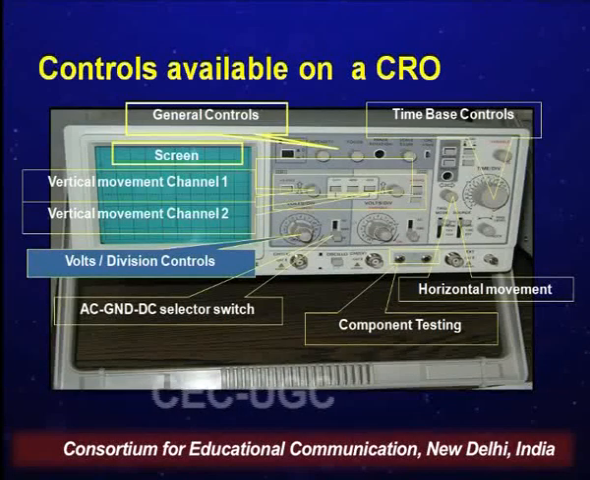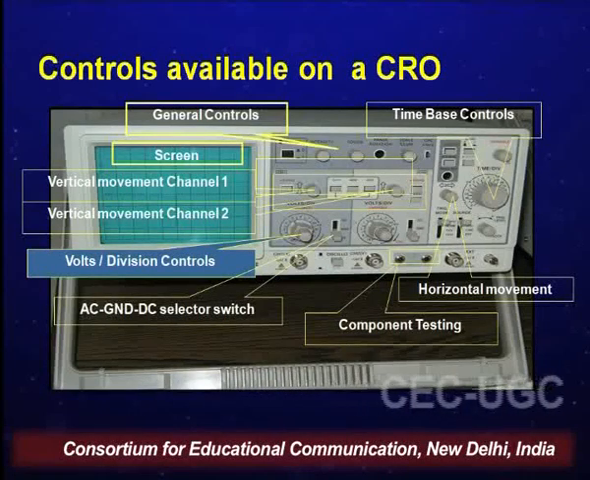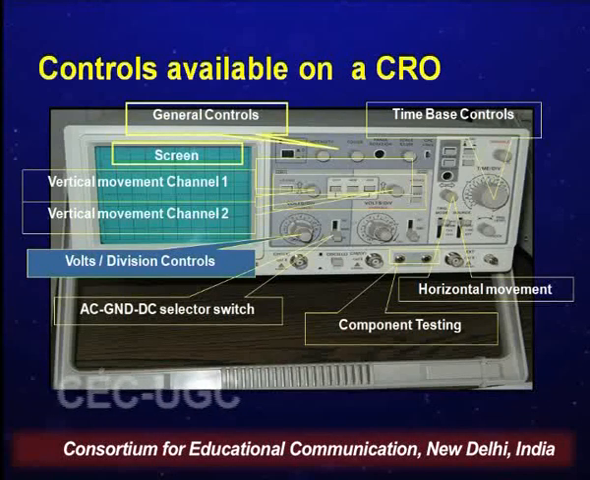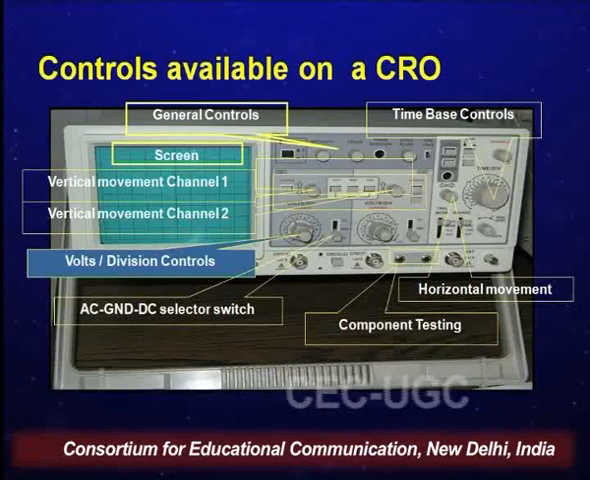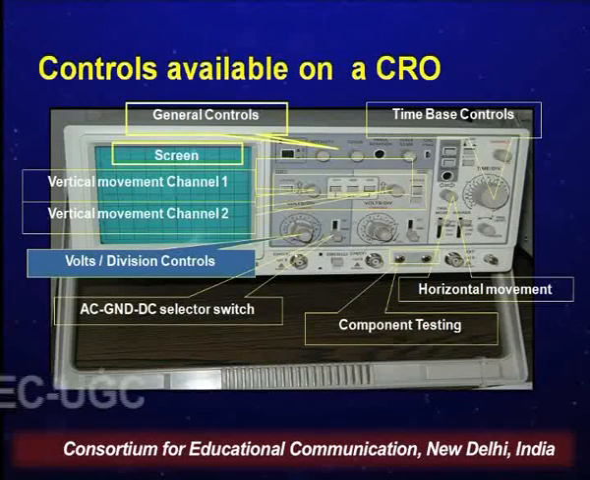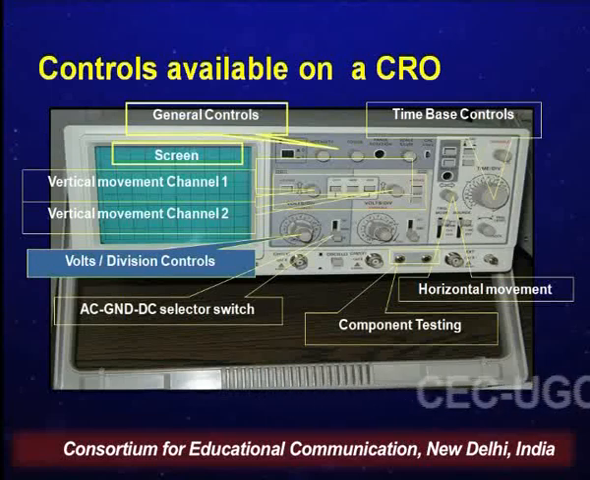A typical CRO is shown over here and its controls are mapped onto it. We have the screen, we have two inputs in this CRO. This CRO is known as dual trace. Dual trace means it traces both the inputs one by one. We have the general controls, we have horizontal controls, we have vertical controls. We also have an extra facility of component testing available in this CRO. The next couple of slides would help us determine what their roles are in a CRO.